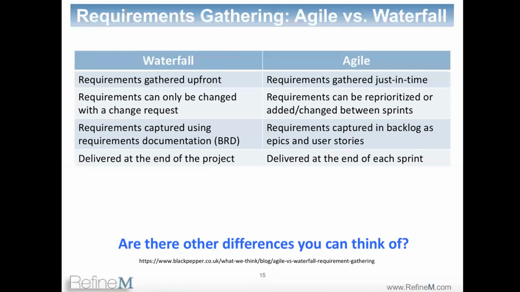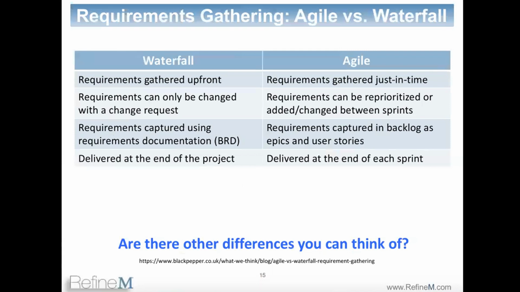Whereas a BRD, you look at all the time. This may be a 200, 300, 400 page document that is kept, and you keep an eye on this all the time. And of course, they are delivered at the end of the project in Waterfall, whereas they are delivered at the end of each sprint.